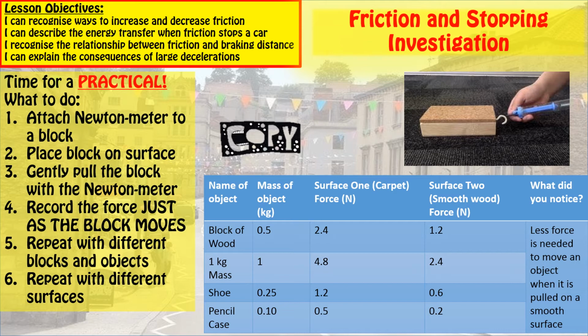So here are my results. I've done this previously. For the block of wood on surface 1, the carpet, it took 2.4 newtons to make it just move. And on the smooth wood, it was 1.2 newtons. Okay, so that's actually halved. It's half the force needed to move it when it's on the smooth wood. And in fact, that pattern repeated all the way through. You can see on the carpet, the forces required to move the objects are much higher than they are with just the smooth wood.